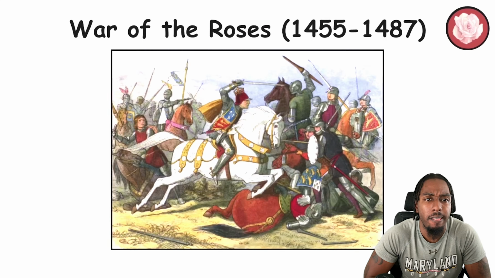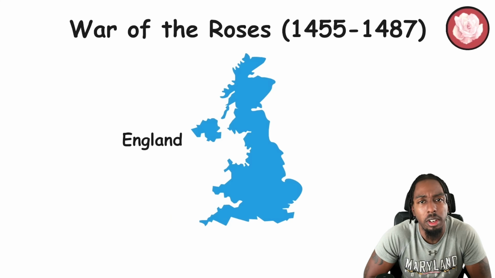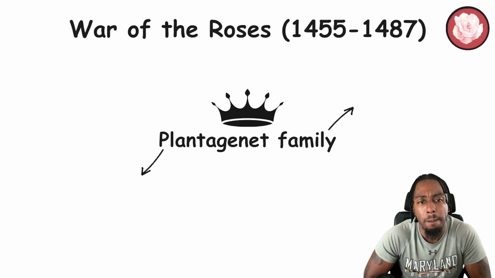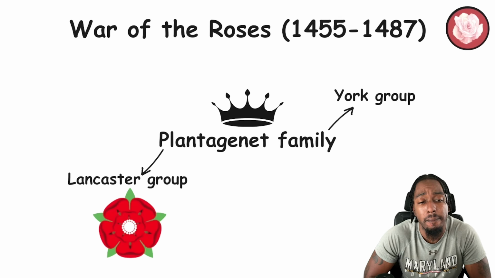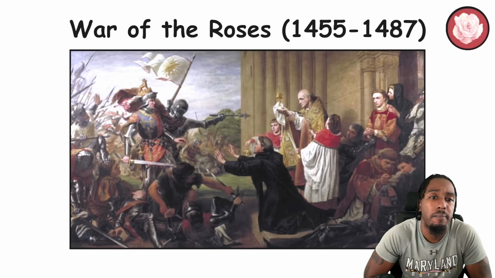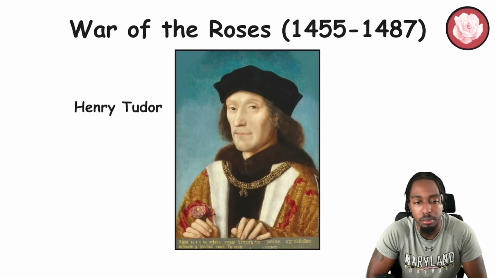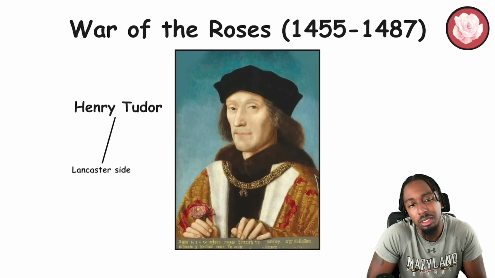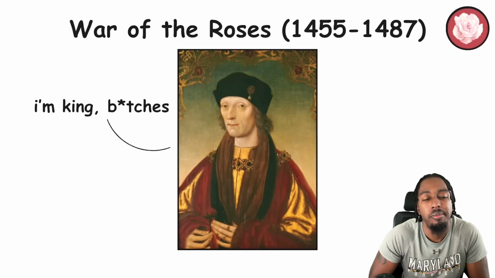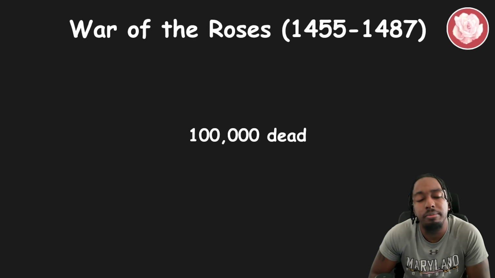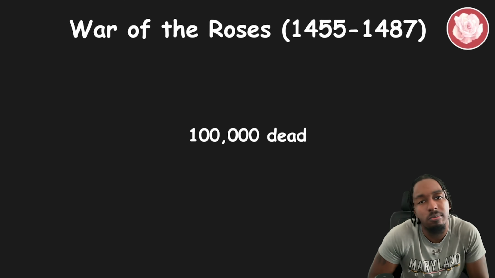War of the Roses. This was a series of civil wars fought in England. It was primarily a dynastic conflict between two rival branches of the royal house of Plantagenet: the House of Lancaster, symbolized by a red rose, and the House of York, symbolized by a white rose. The wars were fueled by disputes over the throne and claims to legitimacy. The conflict ended with the victory of Henry Tudor, representing the Lancastrian faction. He became King Henry VII. Over 100,000 people died as a result of this war.